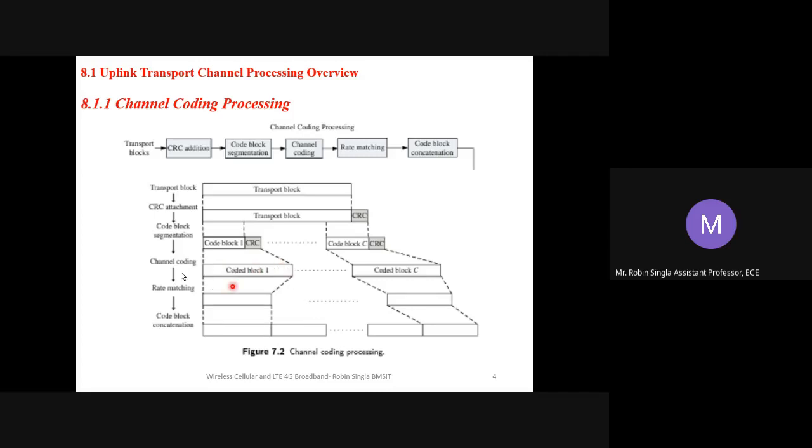Using channel coding, we have now coded. Now it is coded block 1. It was previously code block 1. Now it is coded block 1 to coded block C. Now rate matching and then code block concatenation. So this is your complete channel coding processing.